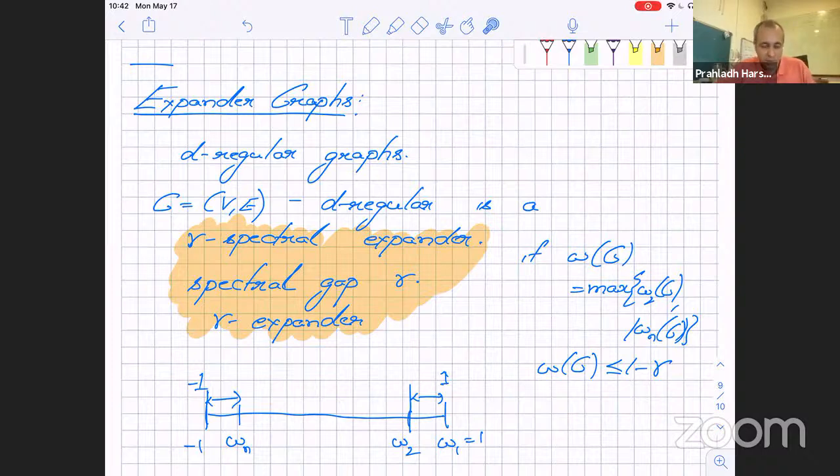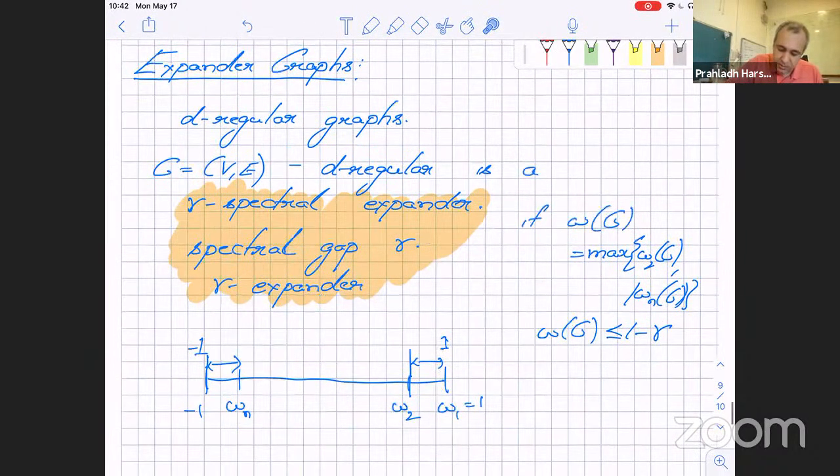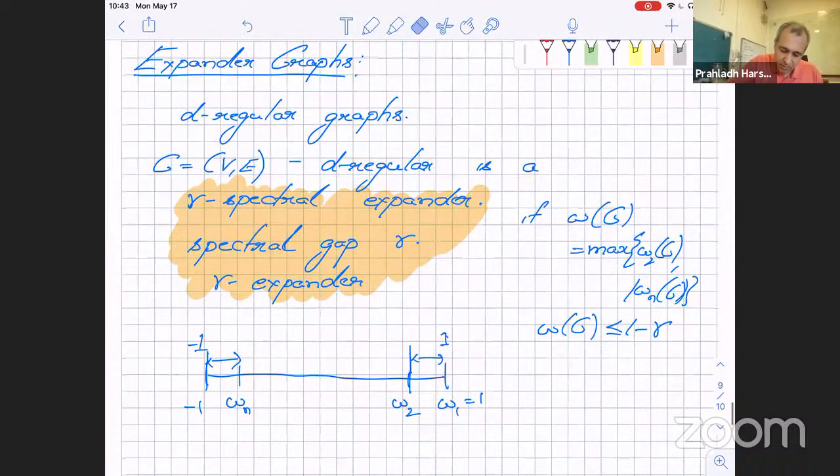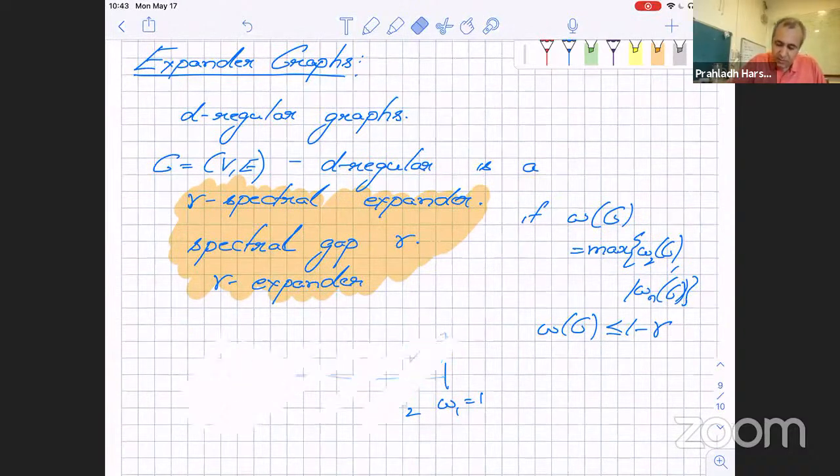It's more convenient. For instance, for the complete graph, omega is 0, and then you would be talking of it as a 0 spectral expander, whereas actually it's the best spectral expander. Therefore, we would rather talk in terms of the spectral gap. The spectral gap for the complete graph is 1, so it's a 1 spectral expander. It's the best spectral expansion that you can have. So whenever you talk about a graph and its spectral expansion, we'll talk with respect to the spectral gap. A spectral gap is this gap.